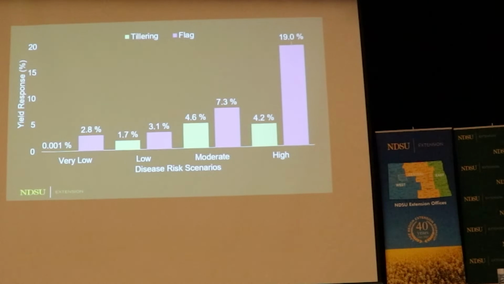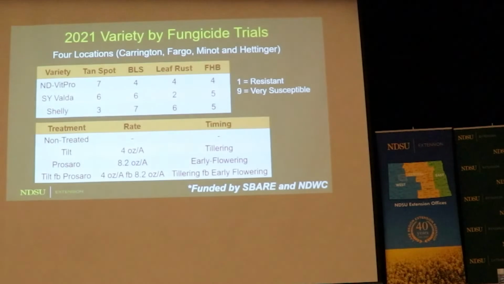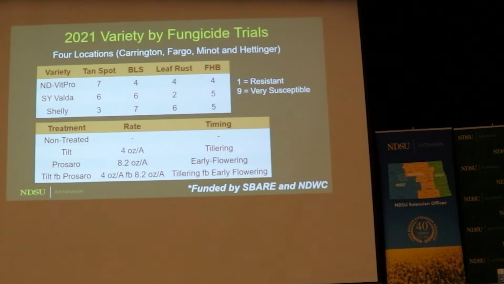But the question that I thought about after developing this data set is, what is the response on a variety, right? So I often get asked questions about specific variety data for fungicide. So what I started back in 2021, this past year, is I got funding from SBARE and the North Dakota Wheat Commission, and I did a fungicide by variety trial across the state. And I set it up at 4 locations, Carrington, Fargo, Minot, and Hettinger, working with the RECs.